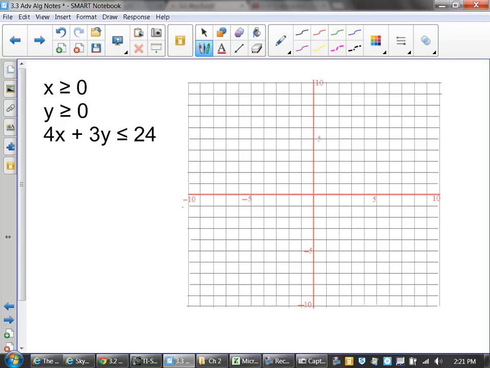What's your x-intercept when I cover that up? Let's go with 6. What's your y-intercept? 8. Good. So 6 and 8. When I connect them, is it going to be a solid or a dotted line?